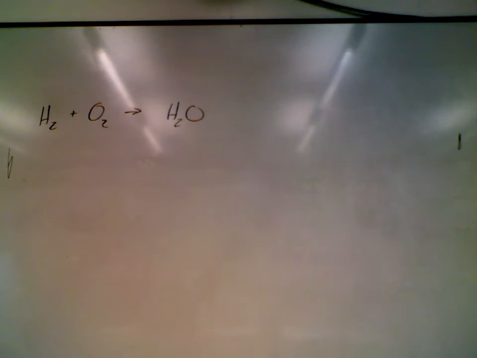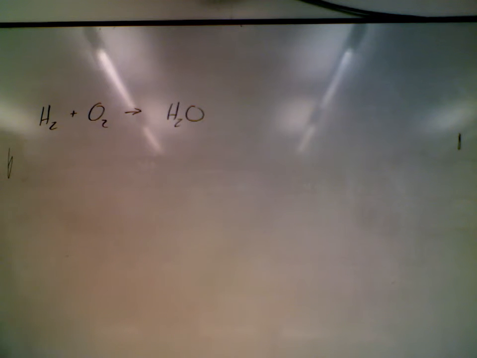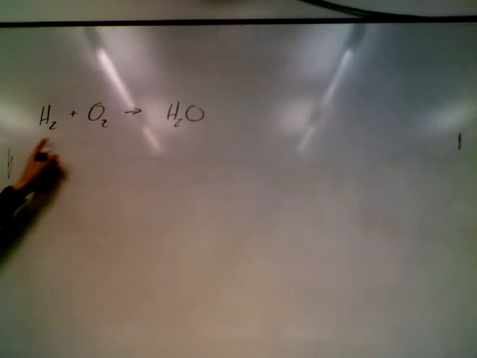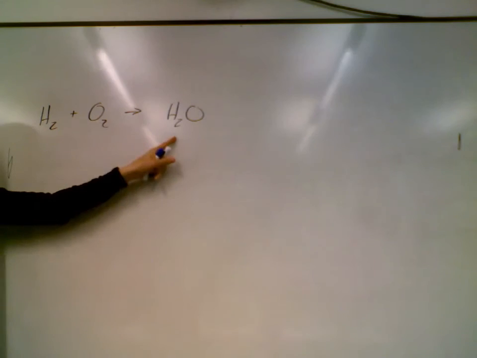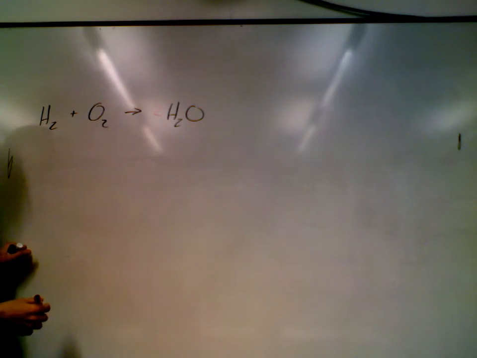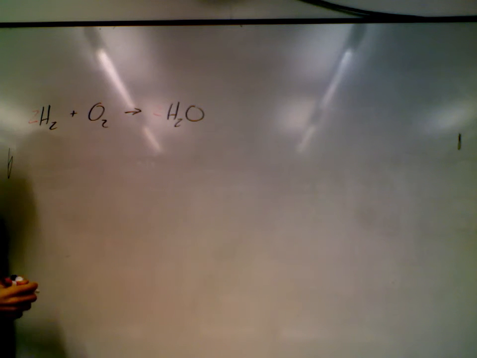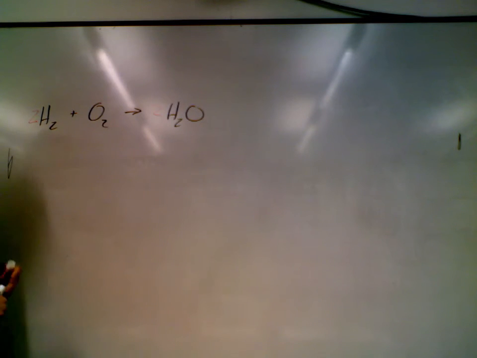So we need a 2. How do we balance this? What do you think? What do we need? We did this one yesterday. Just think, what needs to go on what side? Let's start with this. Put a 2 in front of the H. Yeah, that's it. Good. All right.